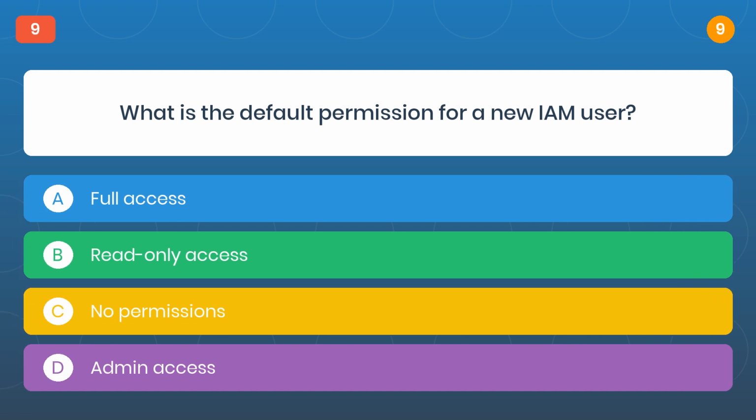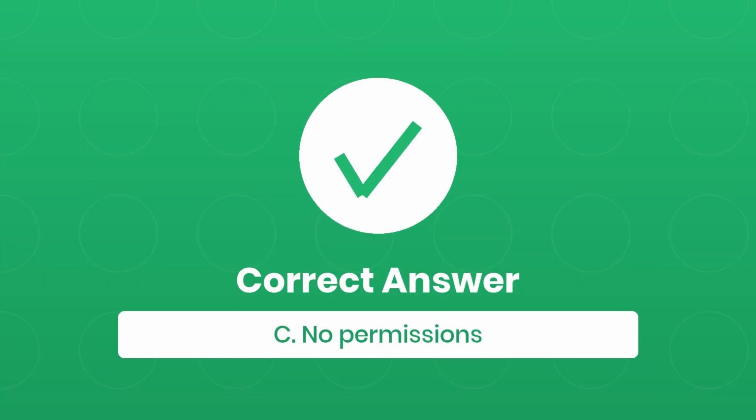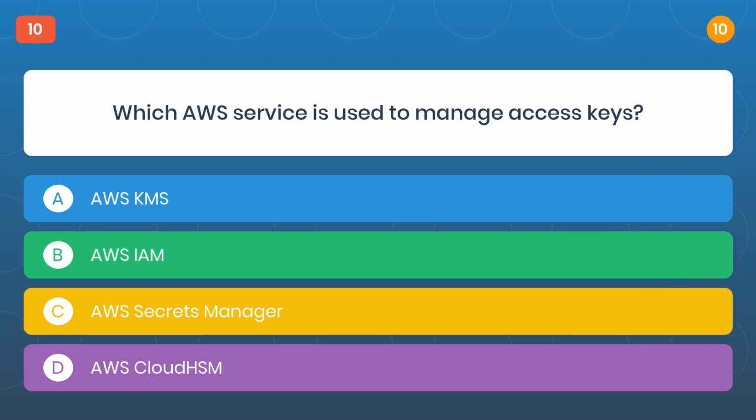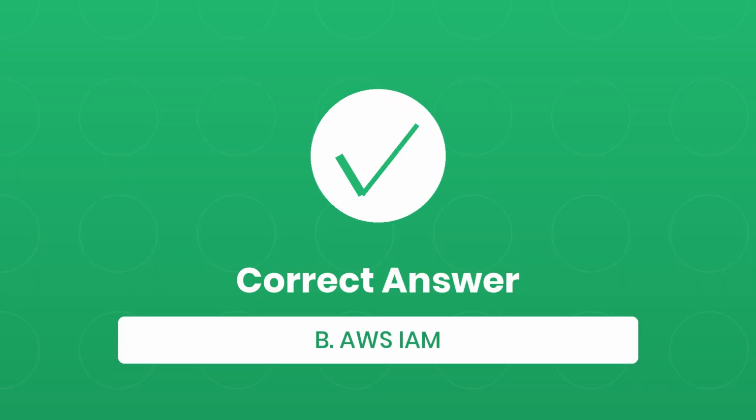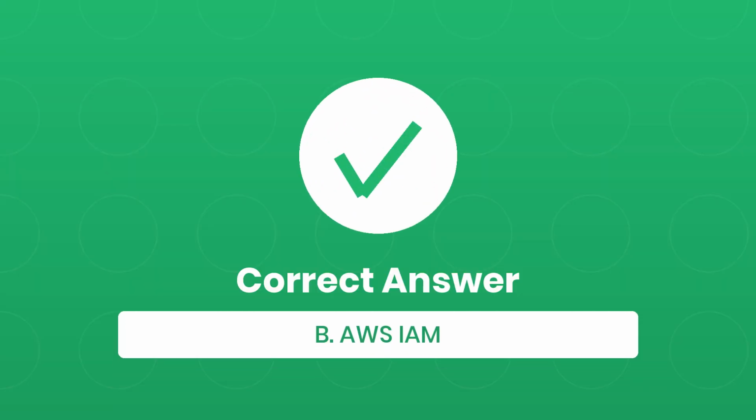Question 9. What is the default permission for a new IAM user? The correct answer is C, no permissions. Question 10. Which AWS service is used to manage access keys? The correct answer is B, AWS IAM.